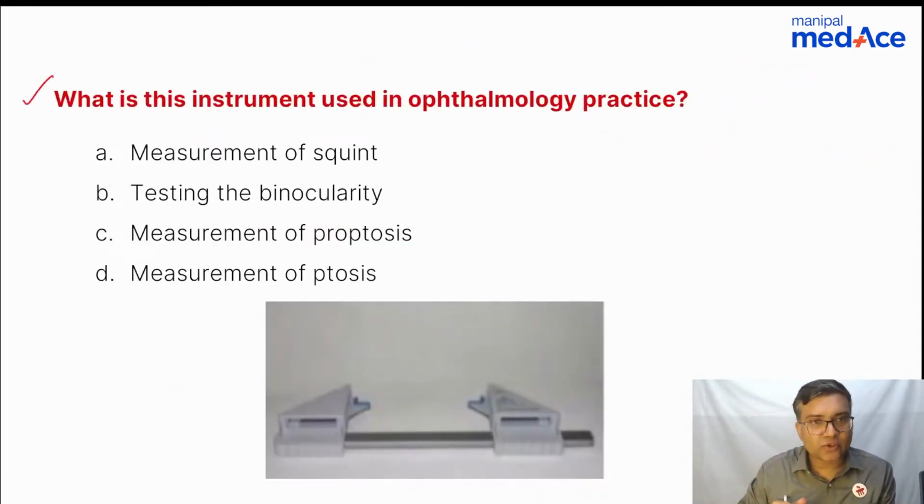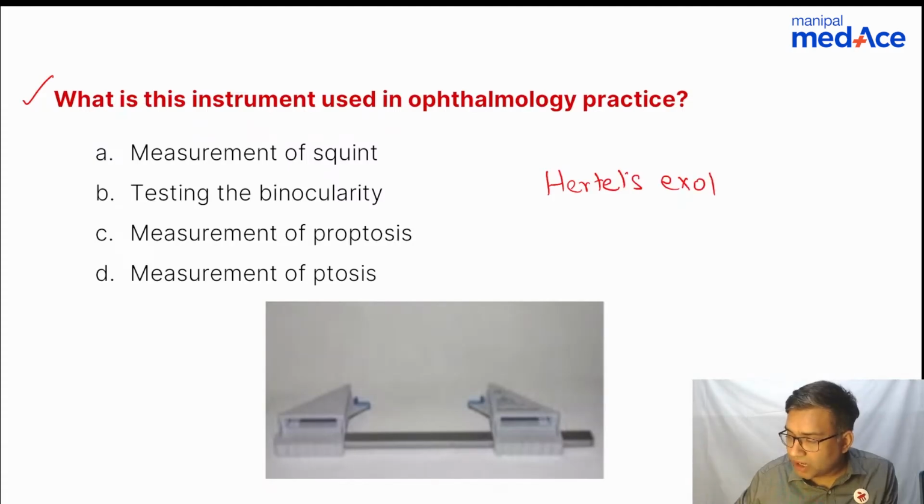Okay, so this is the next question. There was an instrument given here, and they have asked where it is used. Your options are measurement of squint, testing the binocularity, measuring of proptosis, and the fourth option is measurement of ptosis. So where has it been used? What is this instrument? First of all, this instrument is basically a Hertel's exophthalmometer.